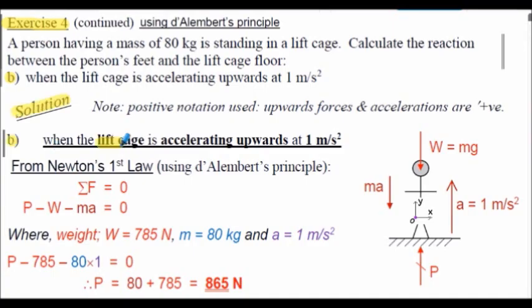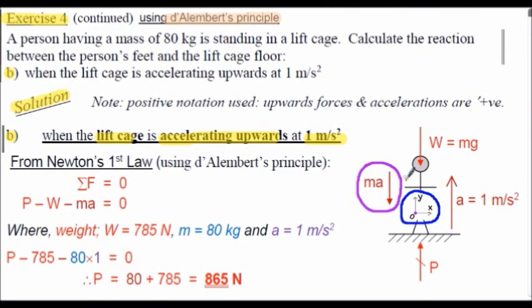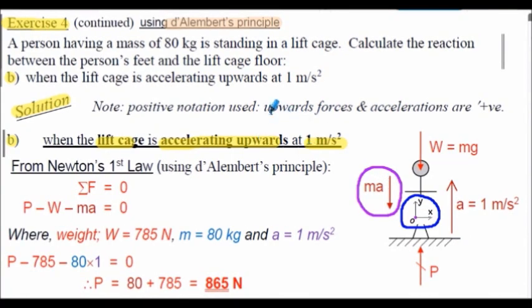The lift cage is accelerating upwards at 1 meter per second squared. We're using D'Alembert's principle. So that means we have a fixed body axis shown here on the person, and we have the inertial or compensating force shown here, opposing the change in motion. So as the acceleration is up in this case, the inertial force is down. Again, notice that upwards forces and accelerations are considered positive.